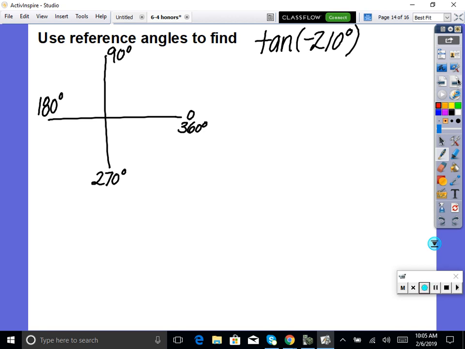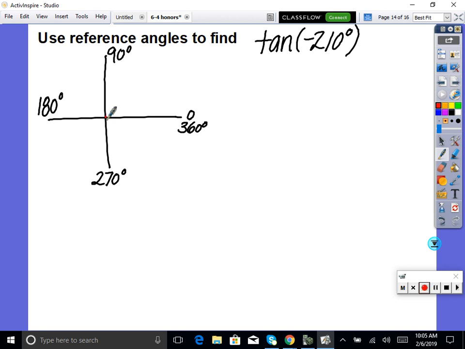Does that make sense? So if you were desperate and you didn't know how to use reference angles, couldn't you just go to negative 210 on your unit circle and still get the answer right? We're just learning this to have another method to go quicker and to be better for calculus. Okay, so use reference angles to find tangent of negative 210 degrees.